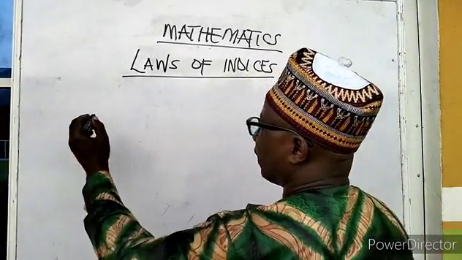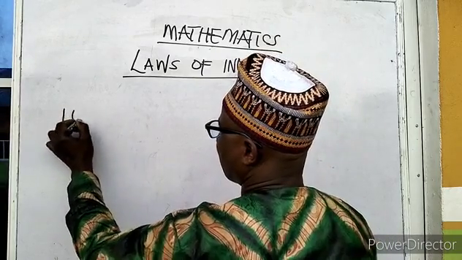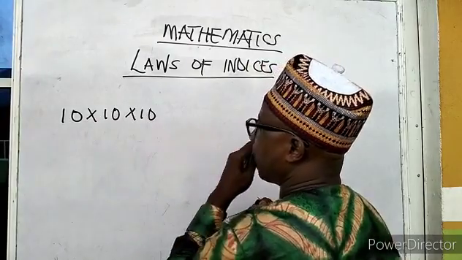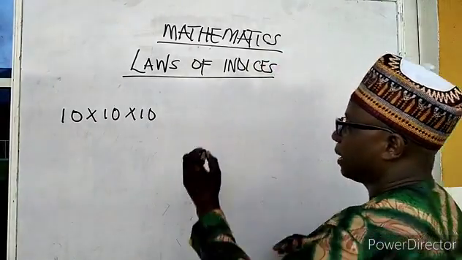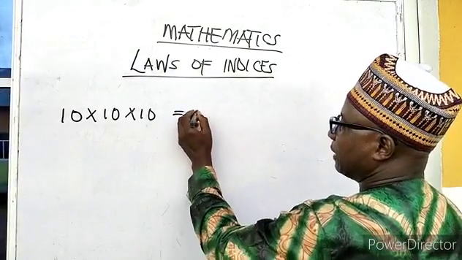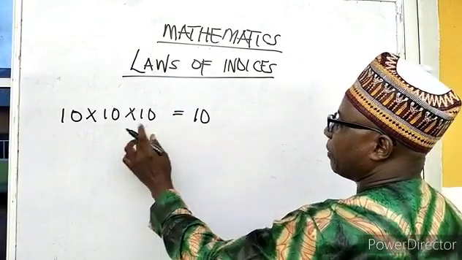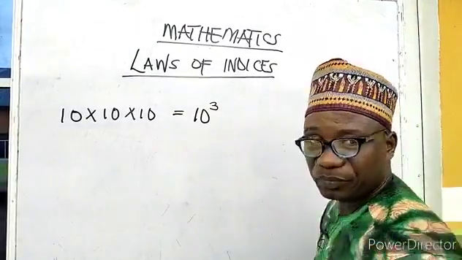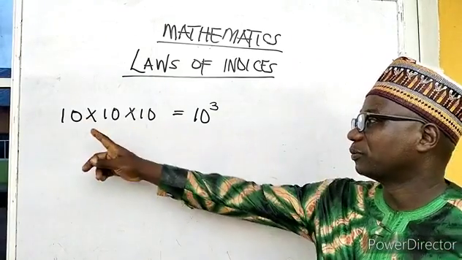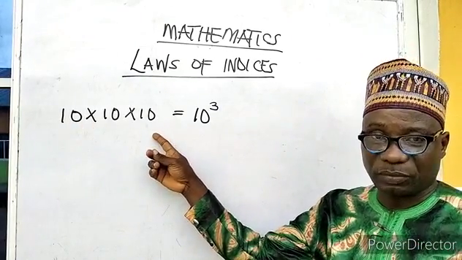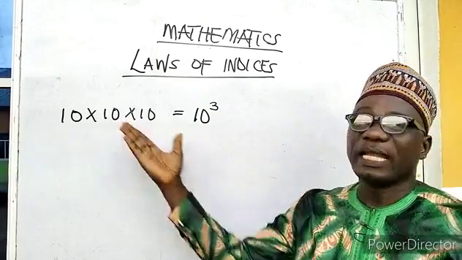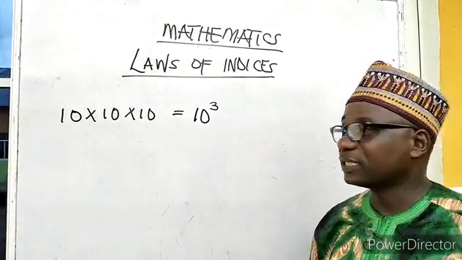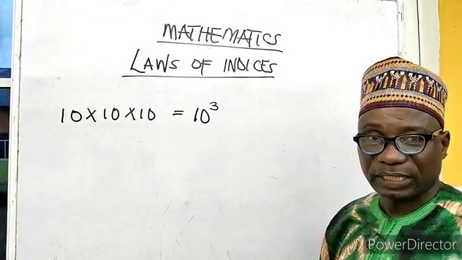For example, if I write a number like this, 10 times 10 times 10. Now, in this number, we have 10 in how many places? 1, 2, 3. This is the power of 3. So this is the short form of a number written in this form. We have 10 in 3 places. That we call the raised power of this.